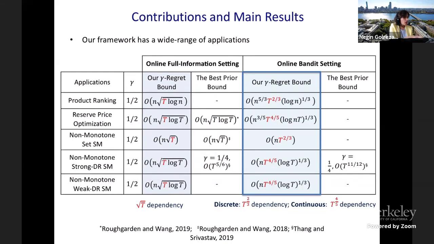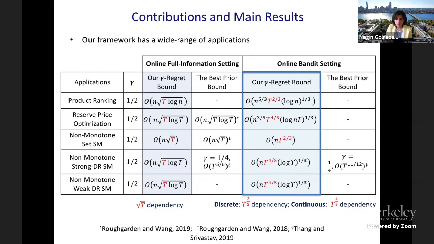Oh, good question. Are there any lower bounds for these problems? As far as I know, in terms of the dependency on T, I think for full information square root is tight. For the bandit feedback structure, I don't know if it is tight, but as you can see, in the majority of cases we outperform the best known bound in the literature. Thank you for your question.